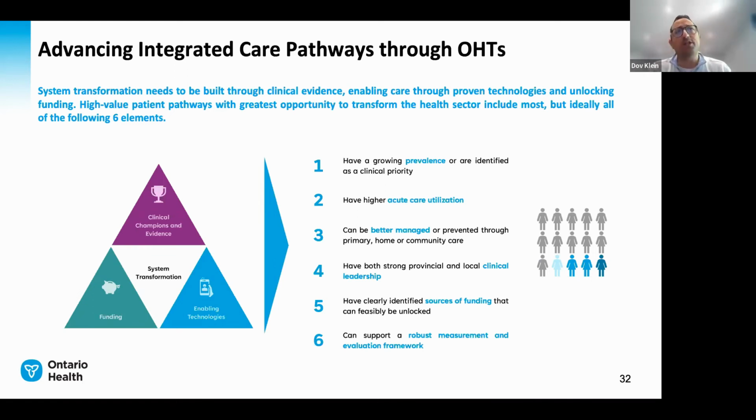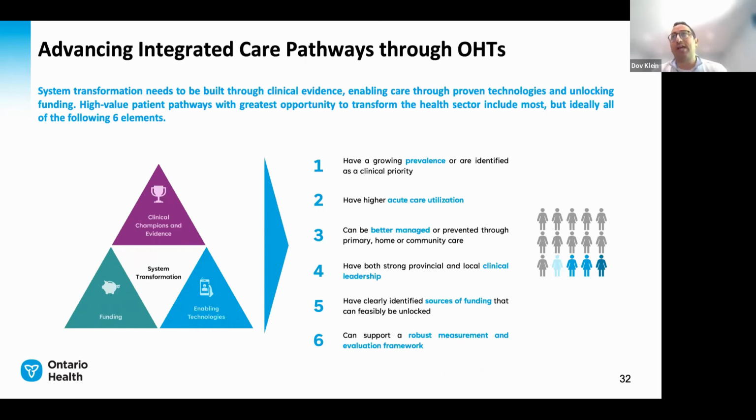In terms of the things that we're going to focus on, these 6 things by no means are set in stone or comprehensive, but I do think it gives us a certain sense of where we might want to focus from an implementability perspective. So conditions or pathways that have a growing prevalence in the system, have high acute care utilization, have evidence that they can be better managed in the community. And this is really important. If we don't have some consensus or leading practice approaches to say this can be done in a community or OHT type setting, and this is how you would do it, it's really hard to be able to get momentum to move forward. 4 is around having strong provincial and local clinical leadership.